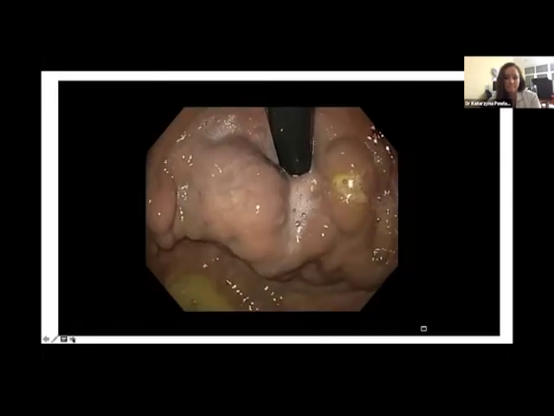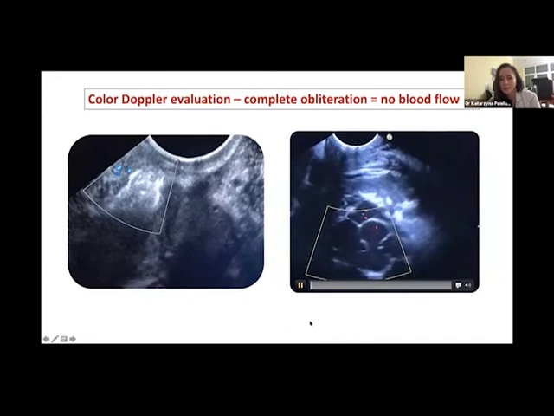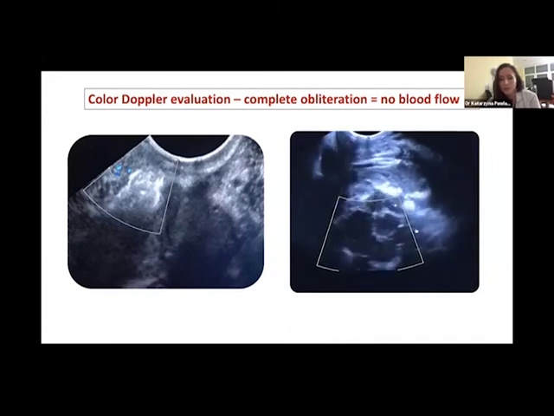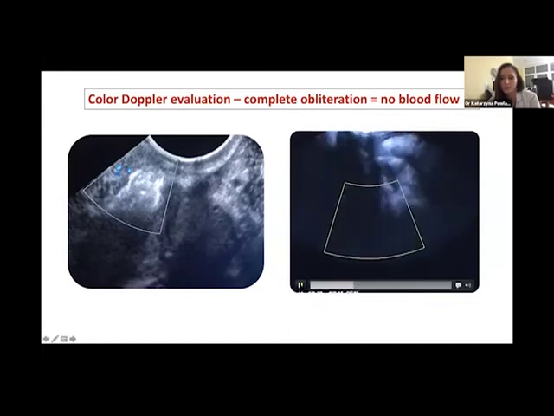Okay, here you can also see the coil in the lumen of the gastric varices, and here you can see again how the gastric varices look after the procedure, and you can check if you achieved complete obliteration.